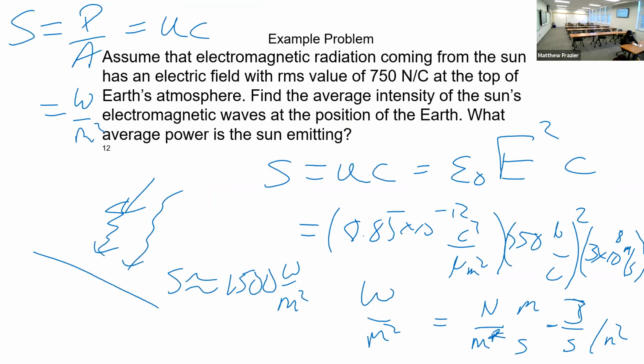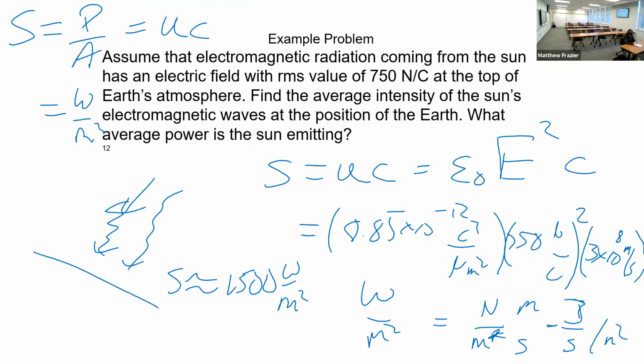And so we work through a problem using that. What is the intensity of electromagnetic waves leaving the sun and coming to Earth? So at the position of the Earth. And the point of this is to talk about the energy available for solar cells.